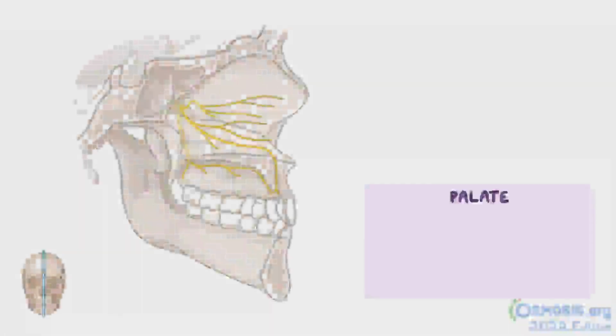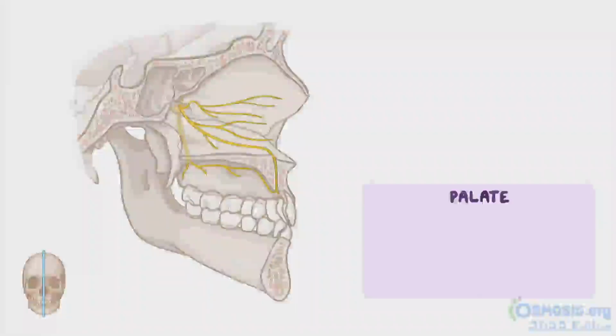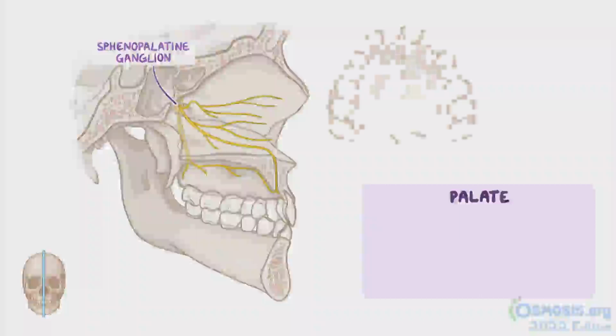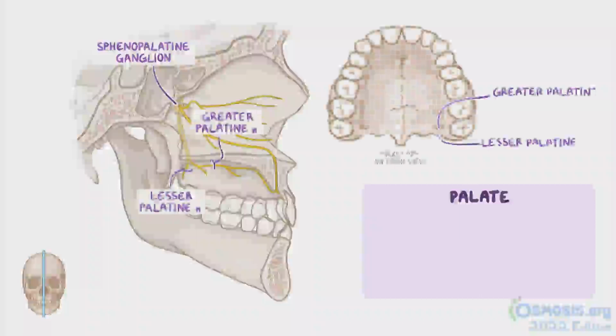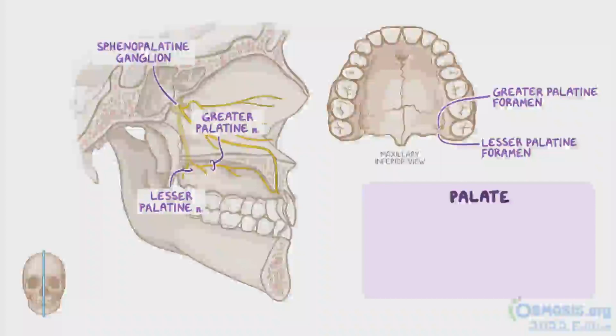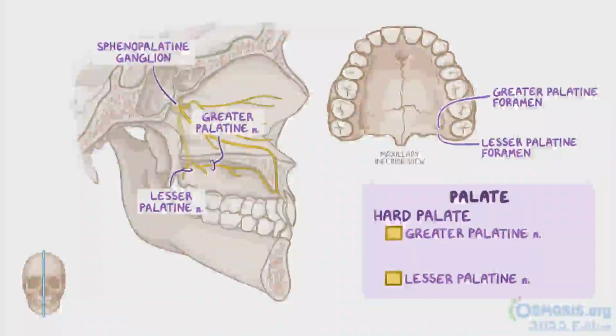Finally, let's look at the innervation of the palate. The sensory innervation of the palate is through branches of the maxillary nerve, cranial nerve V2. In the pterygopalatine fossa, the maxillary nerve gives off two branches that enter the sphenopalatine ganglion. Their fibers branch directly from the ganglion to form the greater and lesser palatine nerves, which travel down the sphenopalatine canal and enter the oral cavity through the greater and lesser palatine foramina, respectively, and follow the same paths as the palatine arteries. The greater palatine nerve innervates most of the hard palate, and the lesser palatine innervates the soft palate.